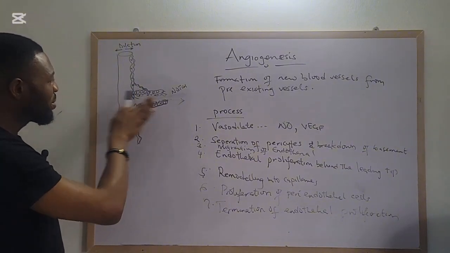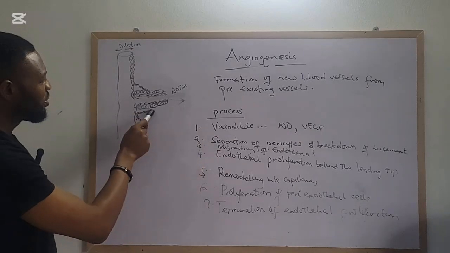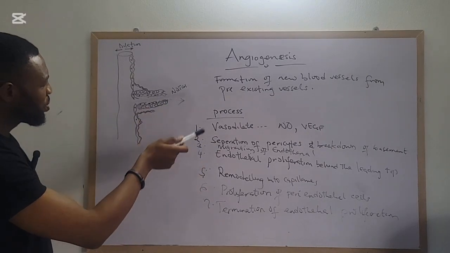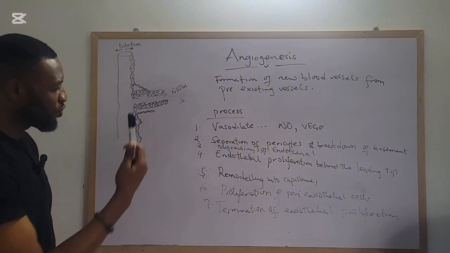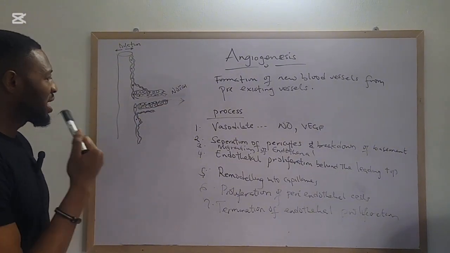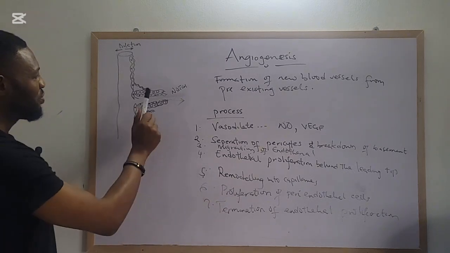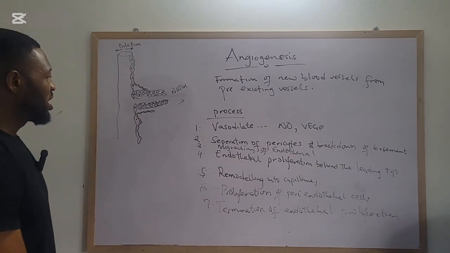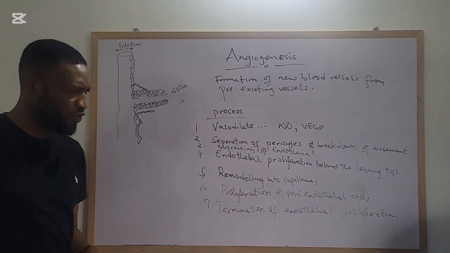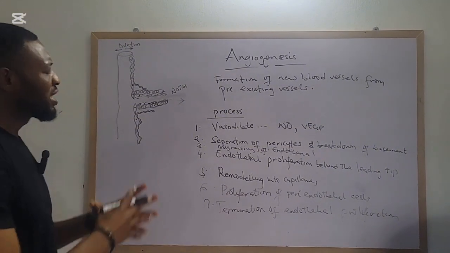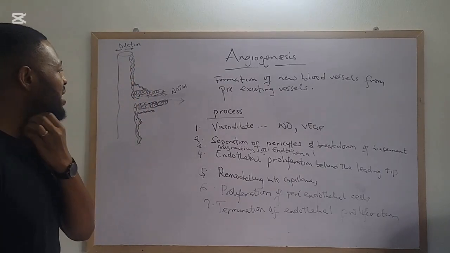It will form the normal capillaries and the blood vessel. After that, there will be proliferation of the periendothelial cells, the smooth muscle cells, the pericytes, and all of that. They will proliferate around the endothelial cells to form a very functional and intact blood vessel. And then, of course, after that, there will have to be termination of endothelial proliferation. Now, all of these processes are mediated by a lot of growth factors. There are growth factors that are responsible for ensuring that these processes go on effectively.